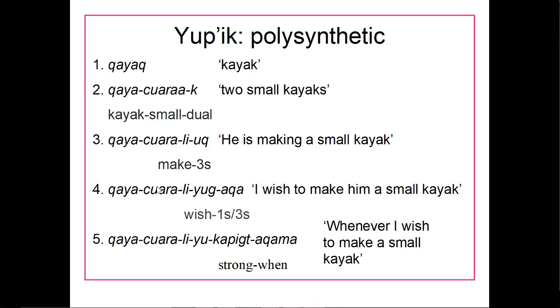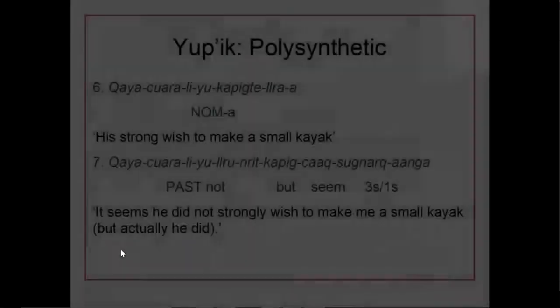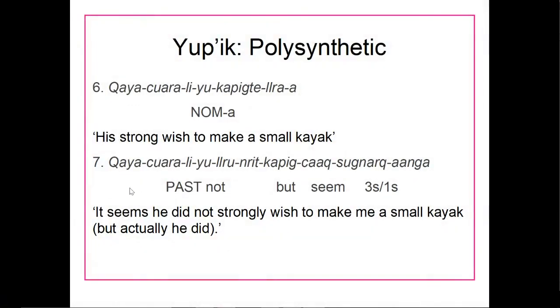he is making a small kayak, one word for I wish to make him a small kayak, one word for whenever I wish to make a small kayak. So this can continue all the way up to one word for it seems he did not strongly wish to make me a small kayak, but actually he did. So that whole thing is one word in Yupik, whereas as you can see in English, we take several words to say the same thing.